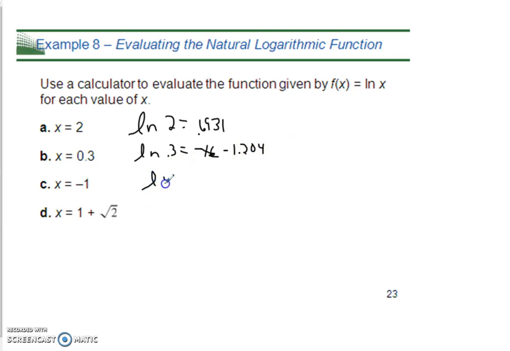Here I have the natural log of negative 1, but if you recall, that is a value that's less than 0. That is undefined, or does not exist. So we can't do that one. And finally, the natural log of 1 plus the square root of 2 is equal to 0.8814. All right. Hopefully you did real well there. Check your work on that.